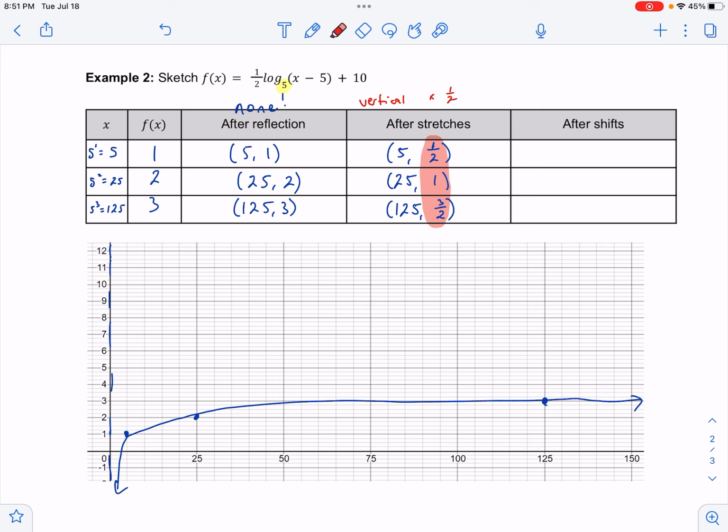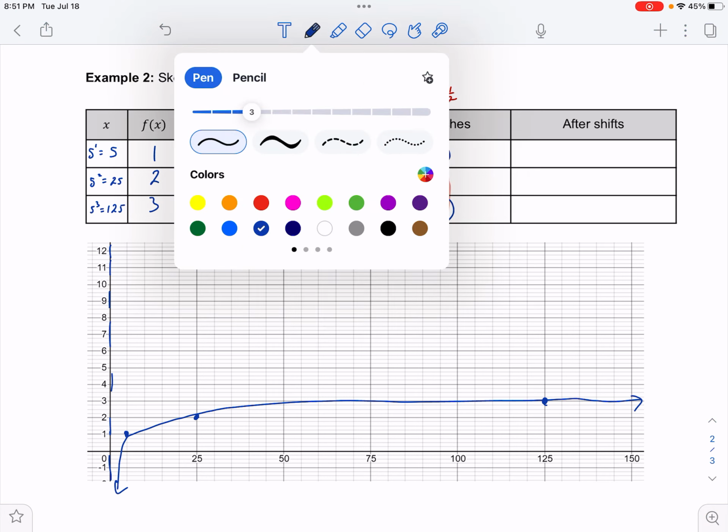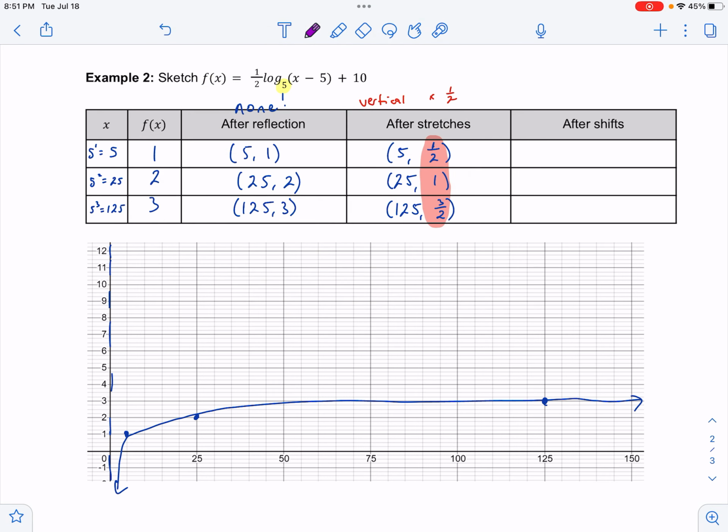And then last but not least, we have two shifts that we have to consider. The first one is a shift to the right by 5. And then we also have a shift up by 10. To the right by 5 means I need to add 5 to my x value. And up by 10 means I need to add 10 to my y value. So both of the values are going to be changed in one go.